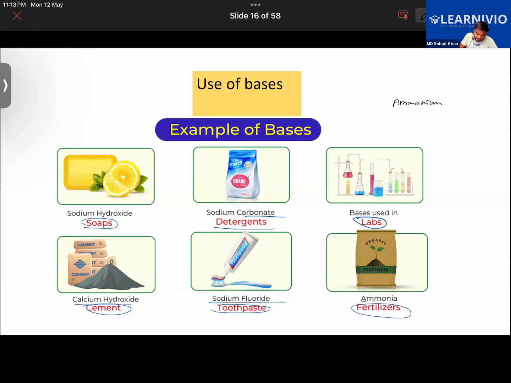Ammonium hydroxide is used in the window cleaners. Okay, so that is the thing.